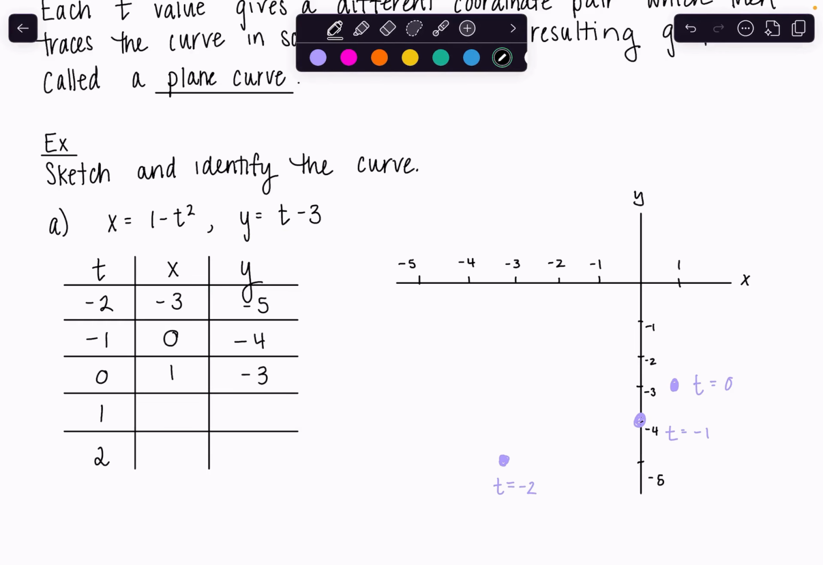When we plug in positive 1, well, that still gives me 1 minus 1 for x, so I land back at 0. 1 minus 3 is negative 2. So t equals 1 brings me back here. And then finally, when we plug in 2, that would give me 1 minus 4 for x, so negative 3. And then 2 minus 3 is negative 1. So that value would be right here.